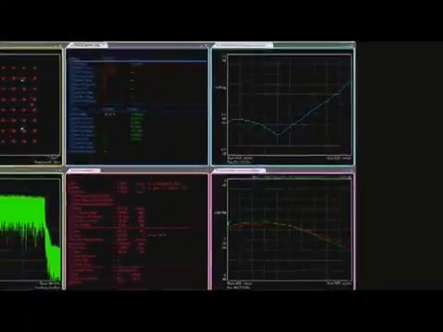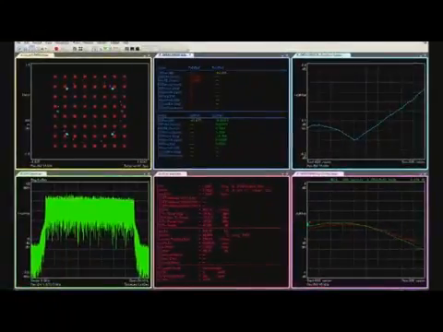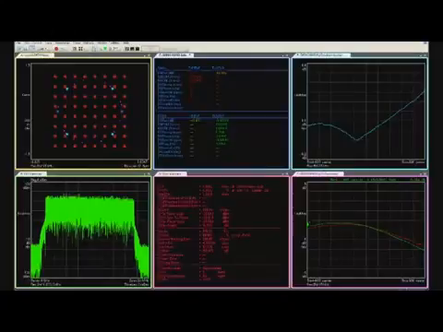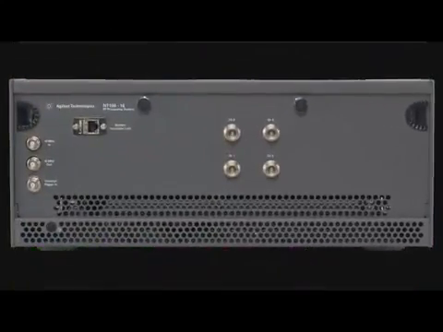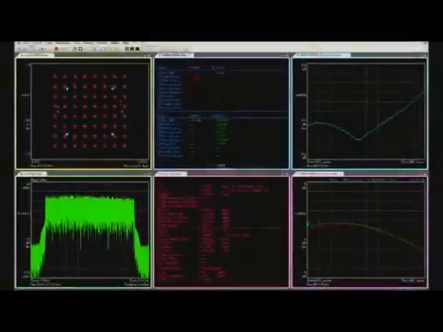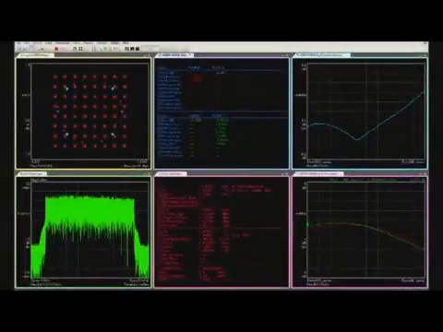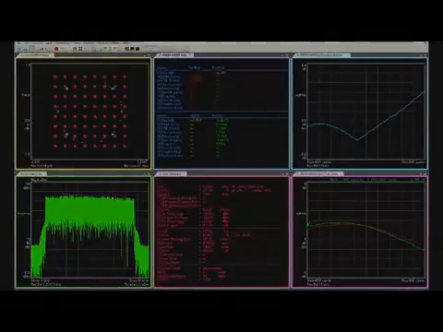In conclusion, this video segment has provided an introduction to analysis of LTE MIMO signals with the Agilent N7100 multi-channel signal analysis platform and 89600 vector signal analysis software.